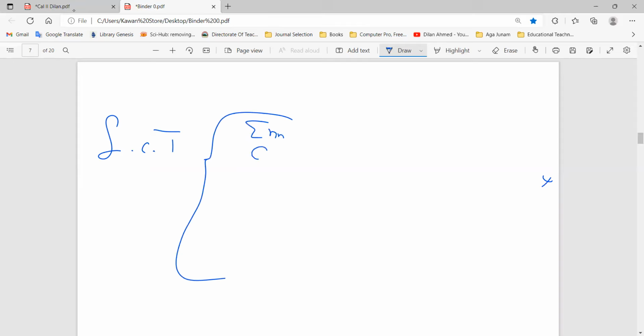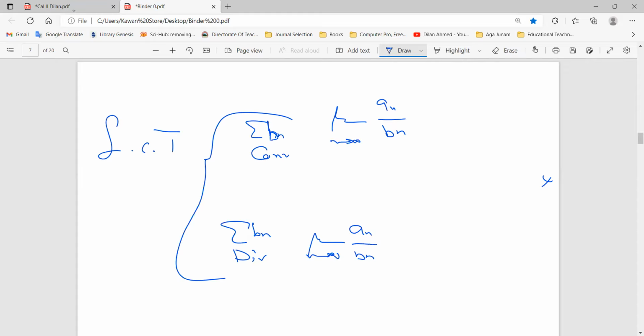Bn converges. Bn diverges. Okay. Understood? Clear? And here, An over Bn, the same thing is here, as n approaches infinity. That's it. The result here, because Bn converges, may be 0 or c greater than 0. The result here is infinity or c greater than 0.